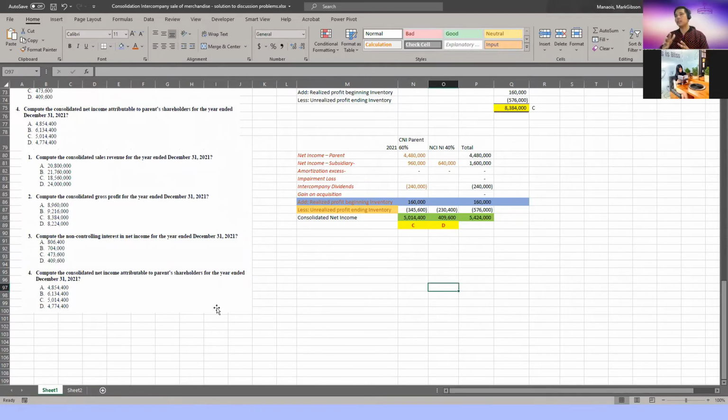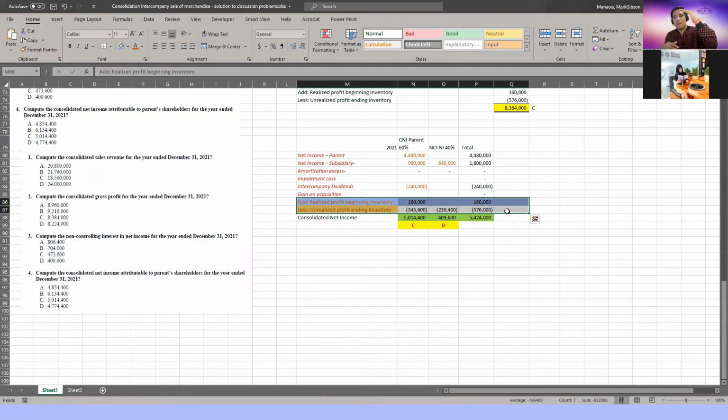So kung napansin nyo, class, this is the same concept that we have discussed when we had the consolidation subsequent to date of acquisition. We are only building up. So ngayon, nadagdagan this portion, realized profit and unrealized profit. Ang medyo tricky lang is on the classification, whether it's upstream or downstream. Pero I hope at this stage hindi ka na nalilito kung downstream or upstream.